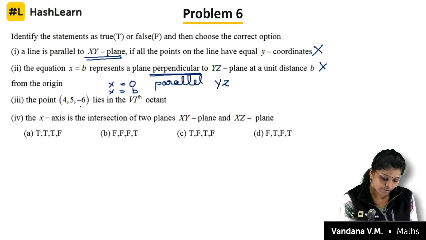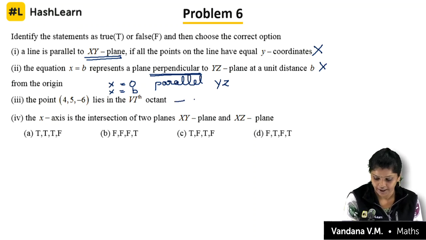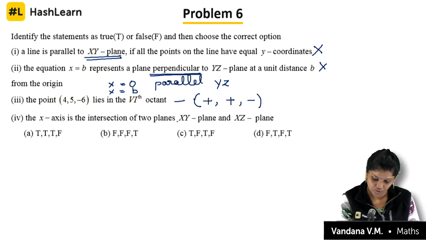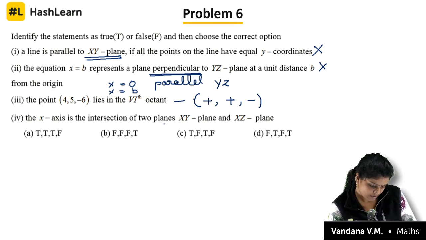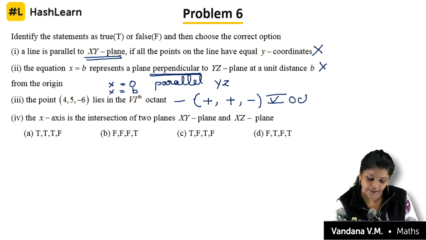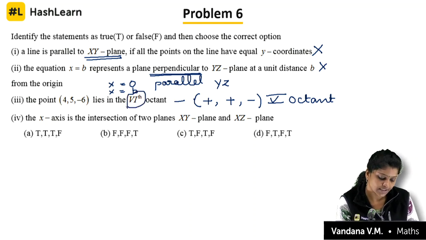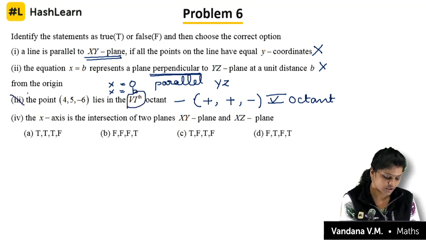Next, the point 4, 5, minus 6 lies in the 6th octant. So, if you go back and see the octant table, the coordinates plus, plus, minus come in the 5th octant, not the 6th octant. But they are telling that it is the 6th octant. So, this is also false.